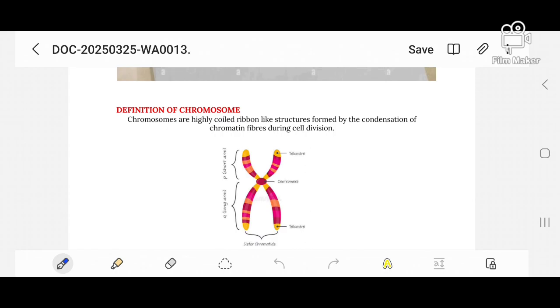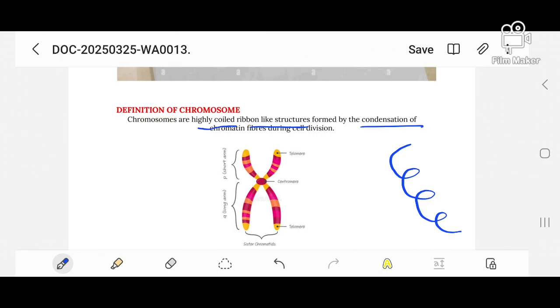Chromosomes are highly coiled ribbon-like structures. What does it mean? Highly coiled means in this manner. This is highly coiled, and it's a ribbon-like structure. Ribbon-like structure is the keyword. Highly coiled is the keyword. Condensation is the keyword. Please underline.